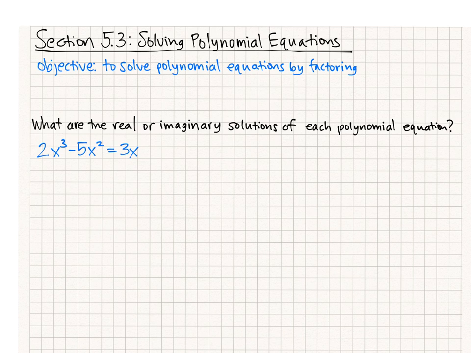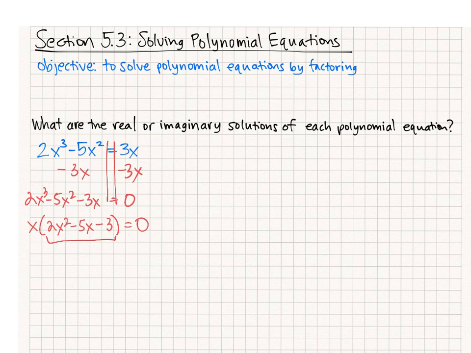So here we'll just get everything on the same side, so subtract this negative 3x. So this becomes 2x cubed minus 5x squared minus 3x equals 0. And then let's just factor this. They all have an x, so we can pull out the x, which leaves 2x squared minus 5x minus 3. And then we can just factor this last part. We did this last section, so hopefully this isn't new.